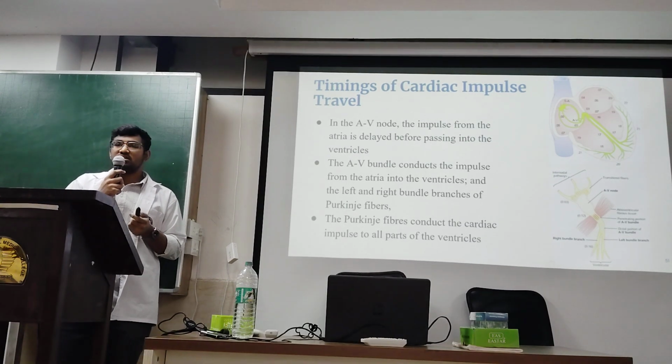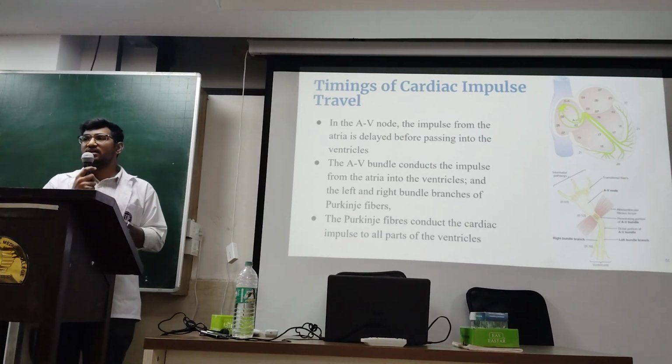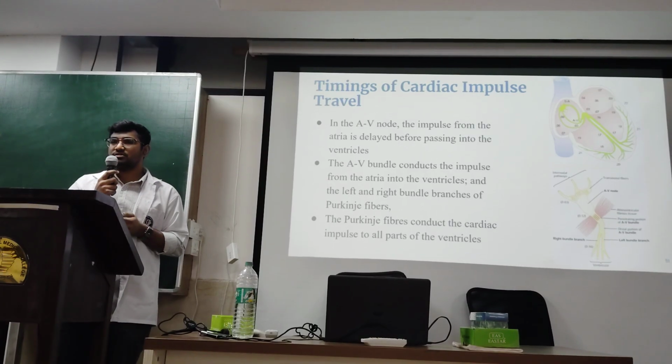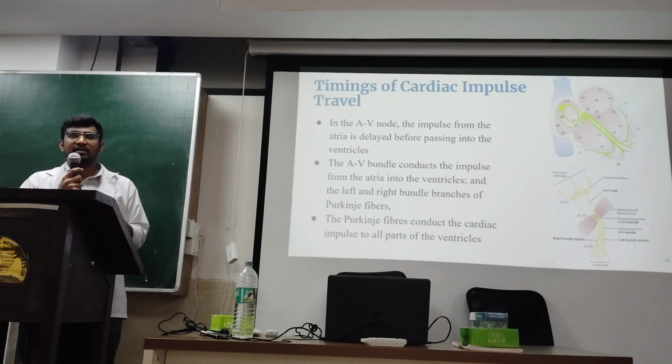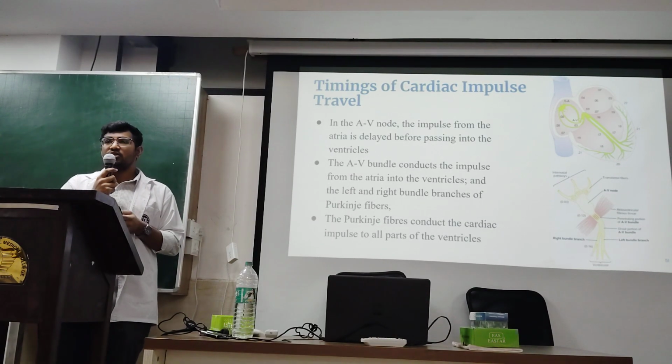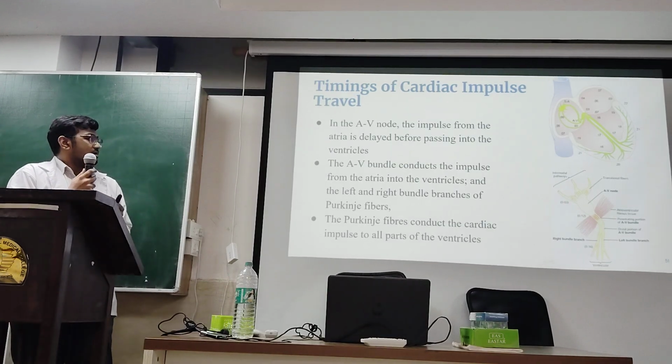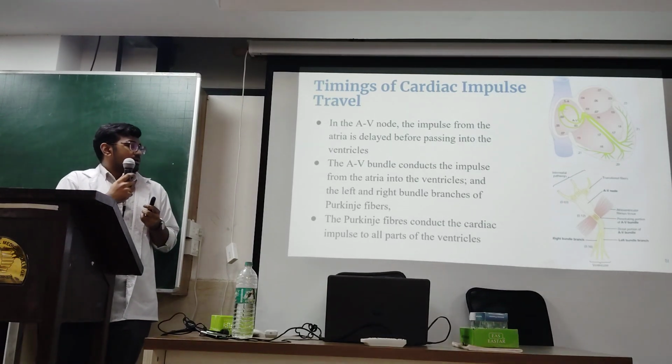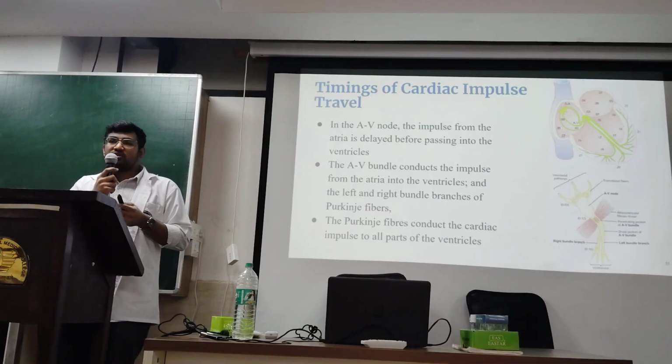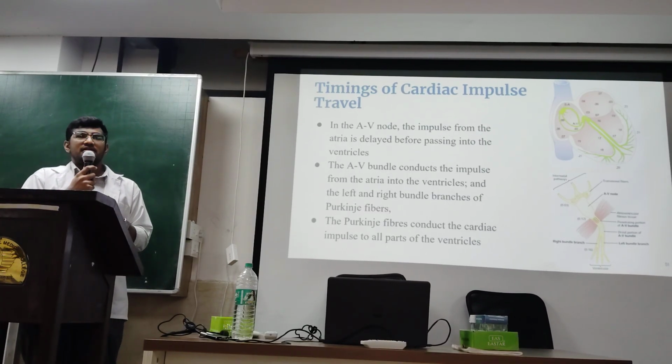As the SA node generates an action potential, it is not directly distributed all over the cardiac musculature. There is an AV nodal delay. The AV node causes a delay which is required for the ventricular contraction.